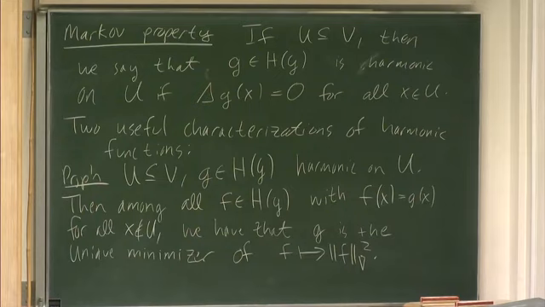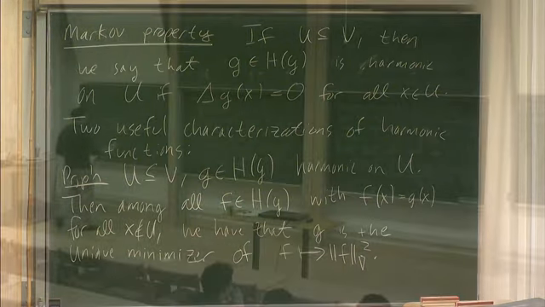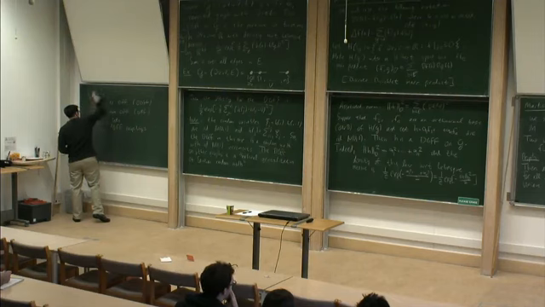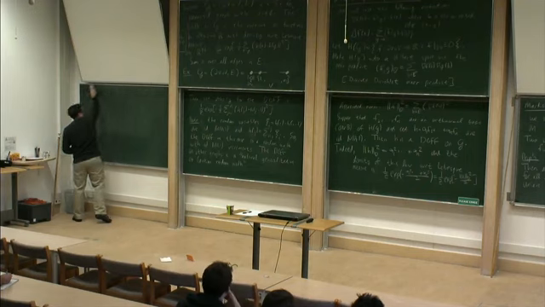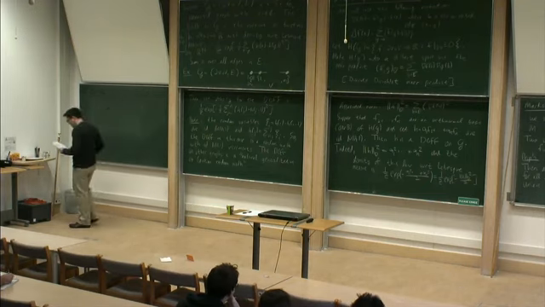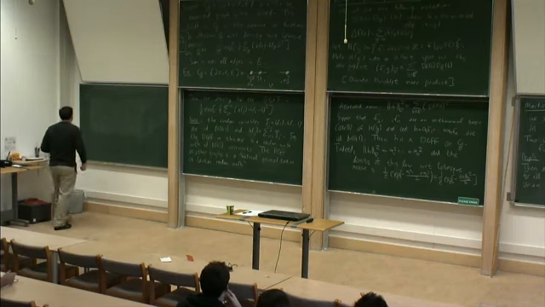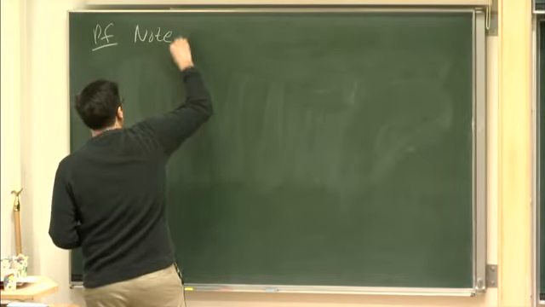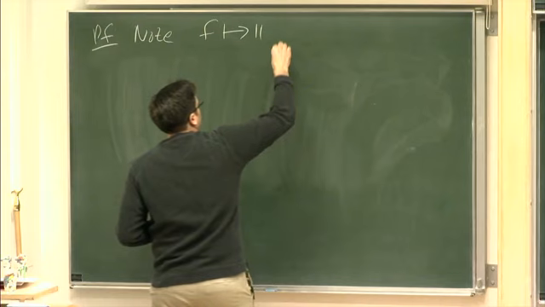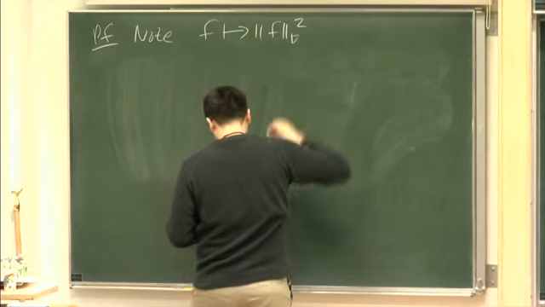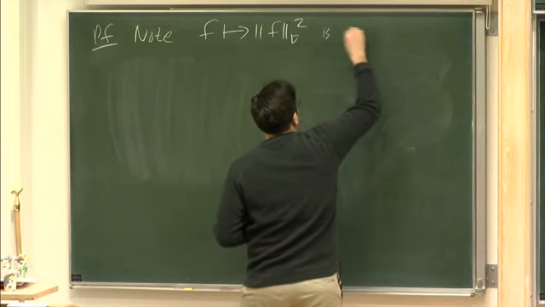And I really like this in the discrete setting, by the way, because the corresponding fact is also true in the continuum. But as we're going to see in a moment, the proof in the discrete setting is very, very short and nice. So how do you prove this? Well, the first thing is to note that this function, which associates with a function on the graph its norm, is strictly convex.